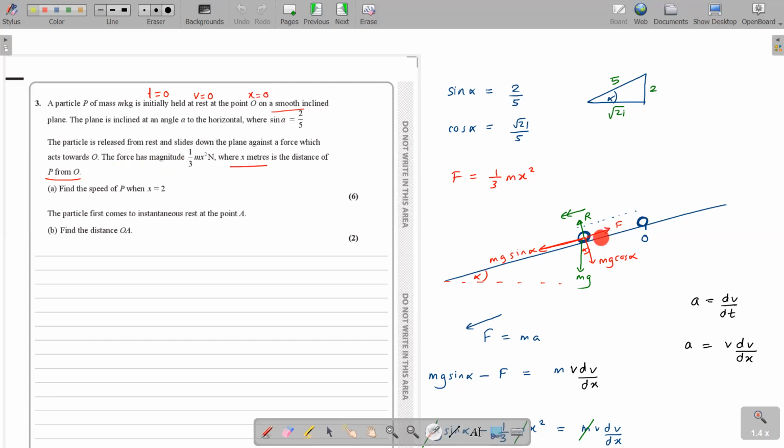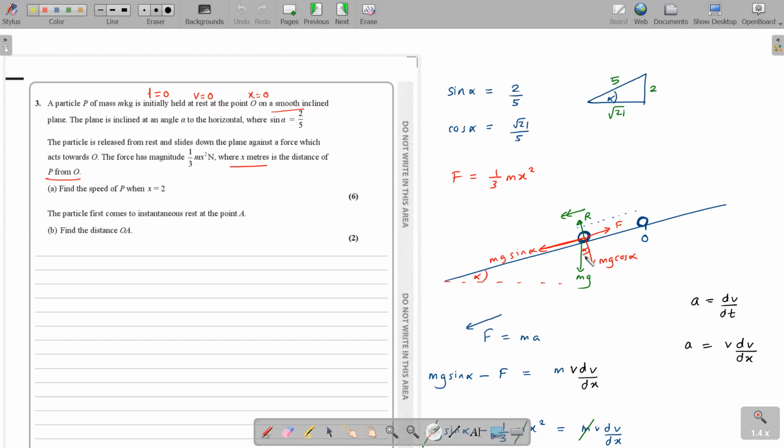Do you agree? Then you can make your own diagram. This is just my diagram where I've marked the F towards O. The particle is on its way down, F is acting against. That's what they've said here. So you're supposed to find the speed. Before finding the speed, of course, you need to first mark the complete force diagram.